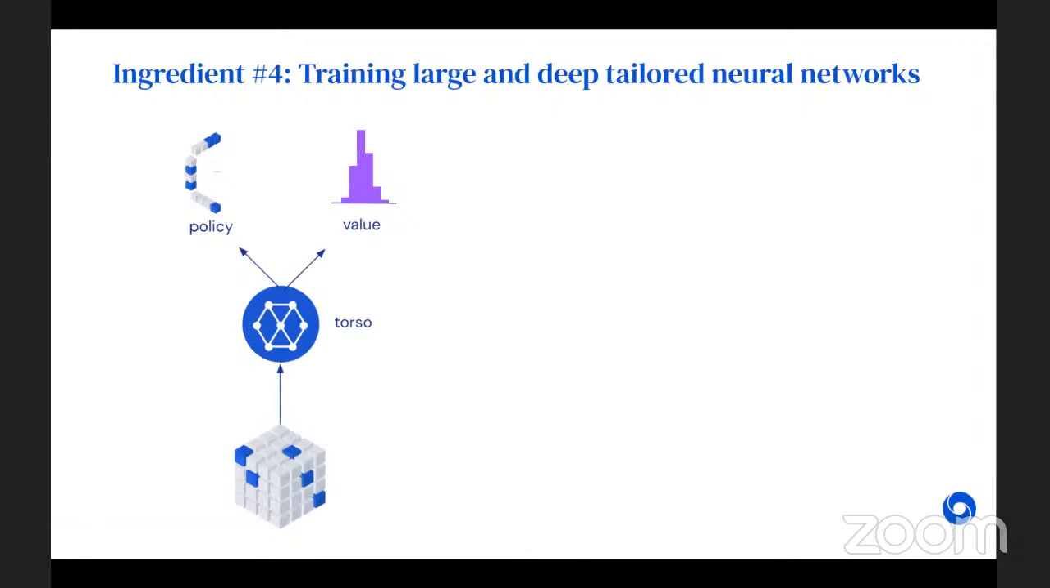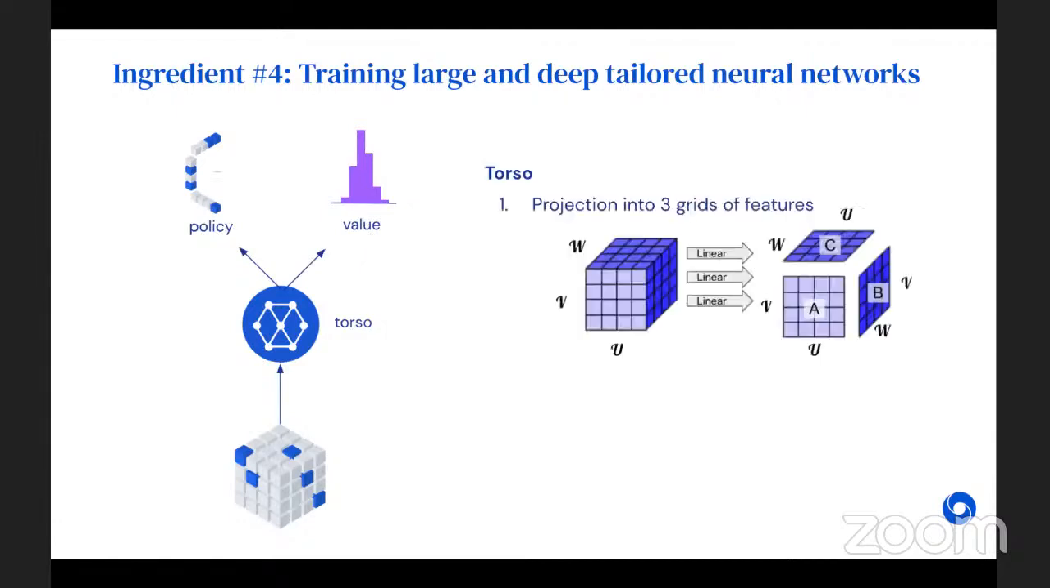The architecture we considered has a torso, which is a common neural network to both policy and value. So you have three neural networks: the first one being the torso, the second one taking the output of the torso and predicting my next action, and the value network taking the output of the torso and predicting the value. Let me tell you a bit more about what the torso looks like in our case.